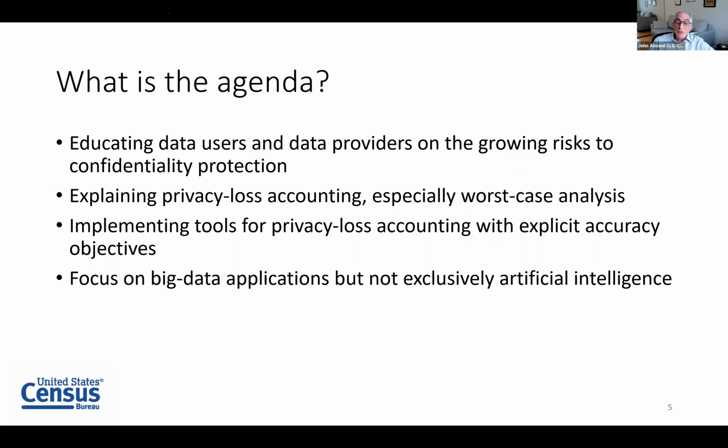Secondly, we need to explain privacy loss accounting and especially worst case analysis. Those are fundamental innovations, and they don't seem like such big innovations, I think, to the computer scientists, but they're huge innovations in the applications community, and they need to be treated that way in the educational and supporting documentation. We need implementing tools for privacy loss accounting with explicit accuracy objectives, and I'll have some examples there.